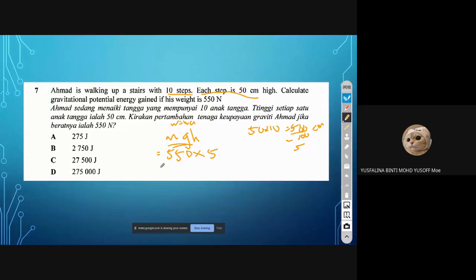If not, you cannot use the unit joule here. The joule must be with meter. So 550 times 5, you got 2,750, I think. So number 7, the answer is B. Alright, so let's move to the next question.